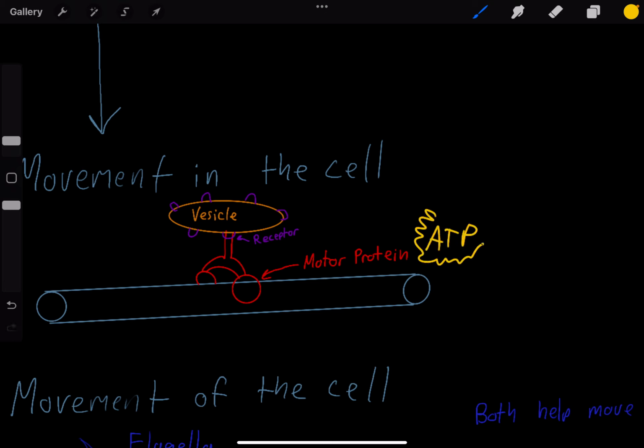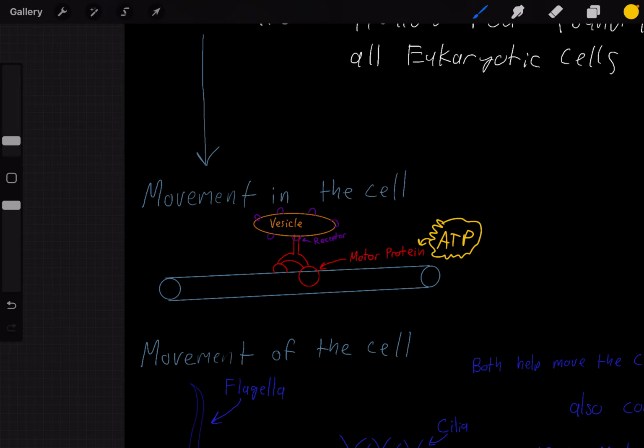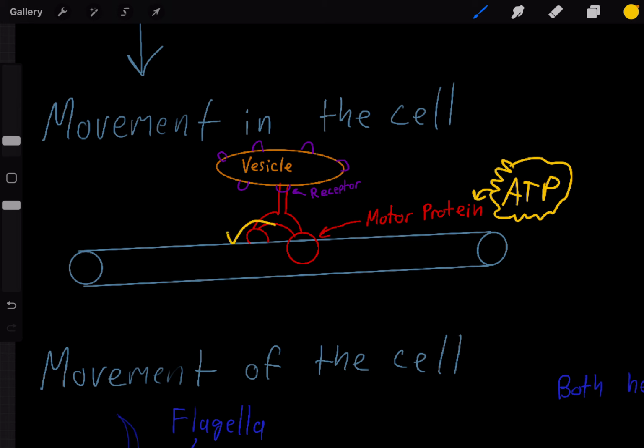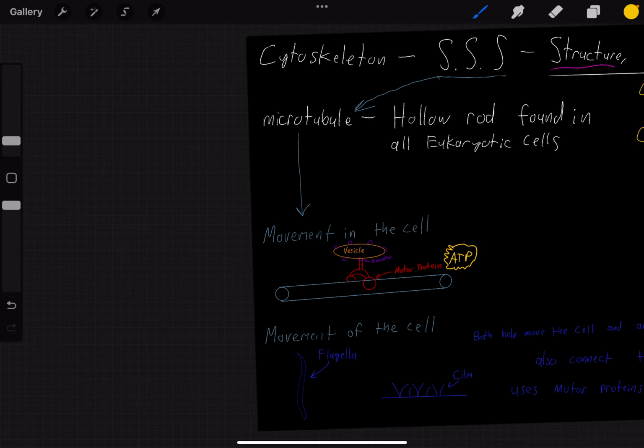So they use ATP and they basically walk. They walk on these microtubules, attached to a receptor on a vessel or receptor proteins on anything, for example, a mitochondria or anything that needs to move. The vessel will be moved through the motor protein across the microtubules. So the motor protein will be walking this way and it will keep walking until it gets to its destination. That is it for the movement in a cell of a microtubule.